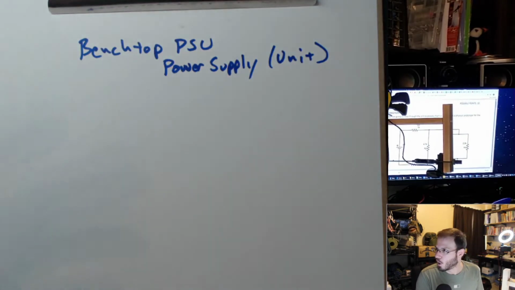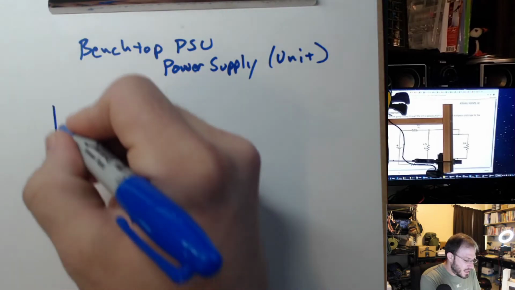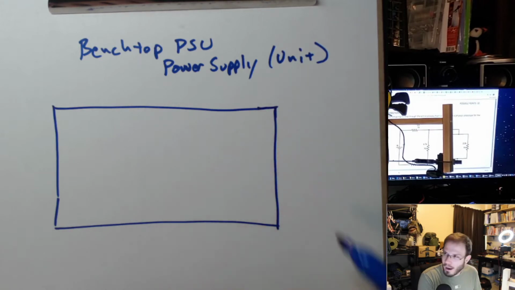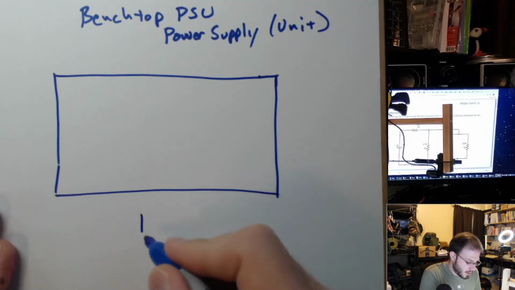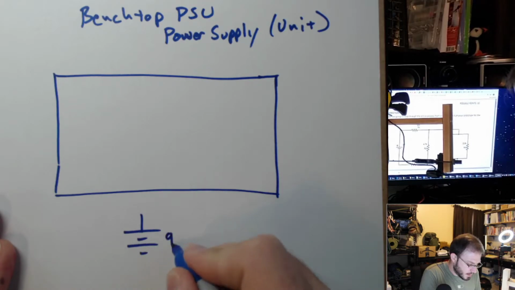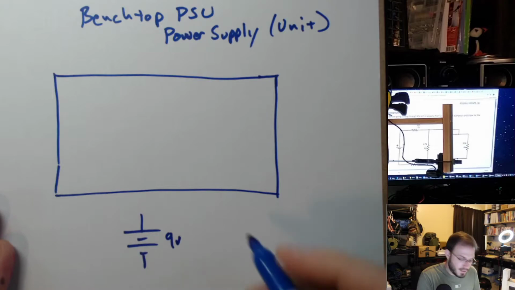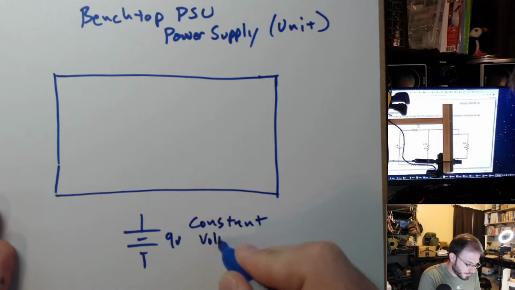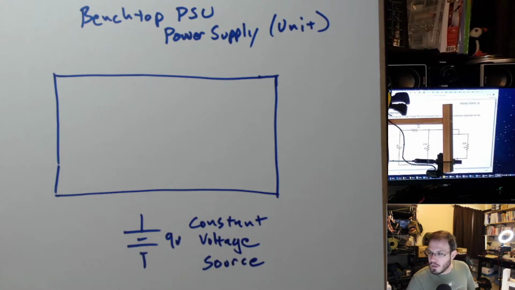And it plugs into our outlet. Our outlets in the US are 120 volts at 60 hertz. But that is AC. The whole point of the benchtop power supply is to give us our constant voltage source. So in our lab, we want a 9-volt constant voltage source.